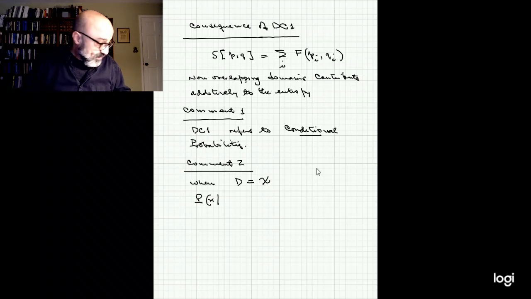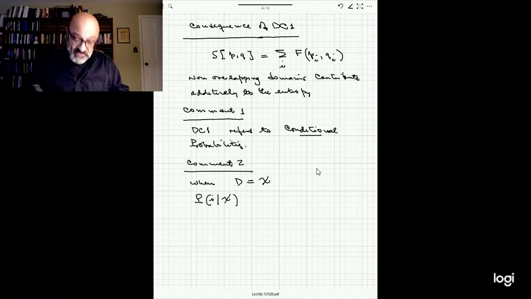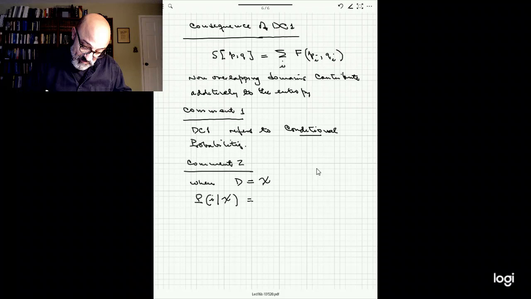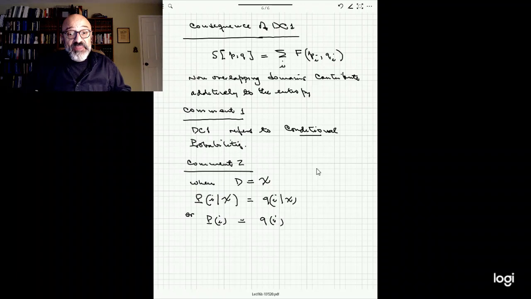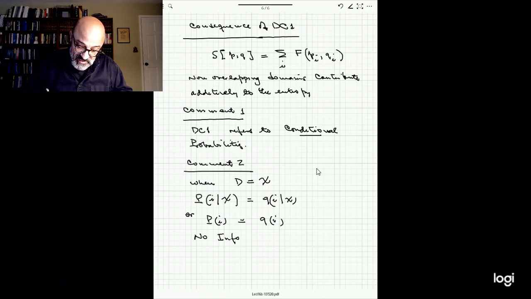or in this, I'm using i's here, right? Yeah, I should use I. The posterior for the x on this subdomain, which is the whole space, should be equal to the prior for the whole space, or the probability should remain unchanged. In other words, if you have no information, that implies no update.